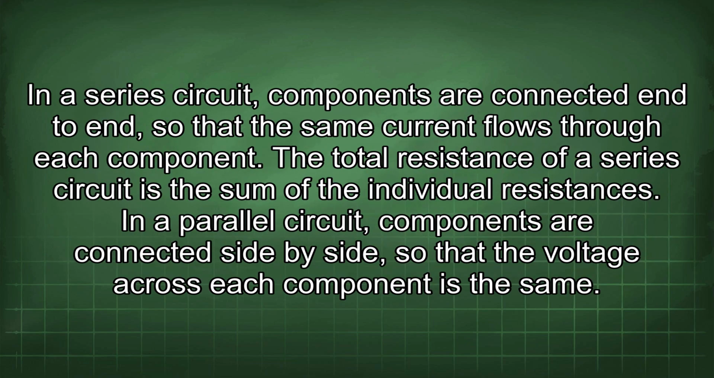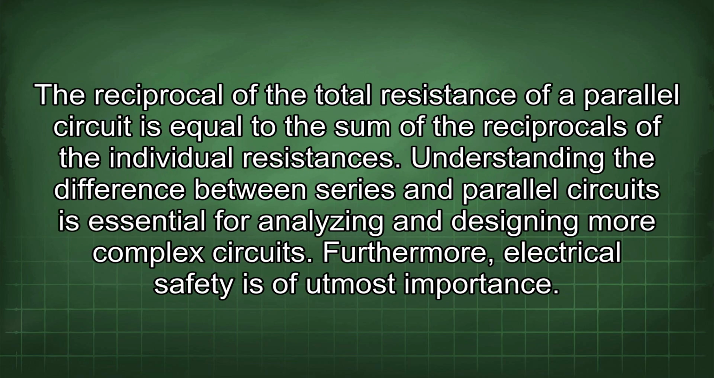In a series circuit, components are connected end to end so that the same current flows through each component. The total resistance of a series circuit is the sum of the individual resistances. In a parallel circuit, components are connected side by side so that the voltage across each component is the same. The reciprocal of the total resistance of a parallel circuit is equal to the sum of the reciprocals of the individual resistances. Understanding the difference between series and parallel circuits is essential for analyzing and designing more complex circuits.